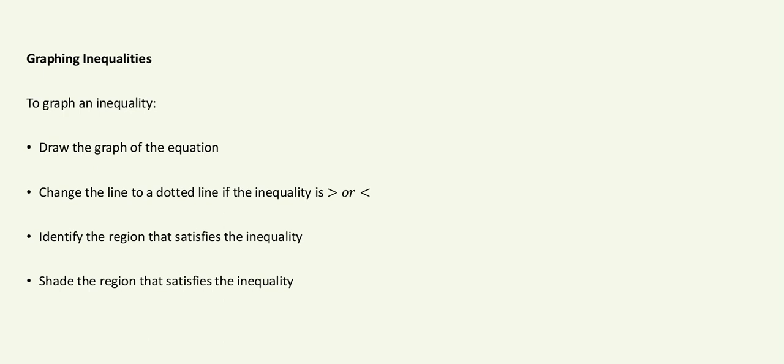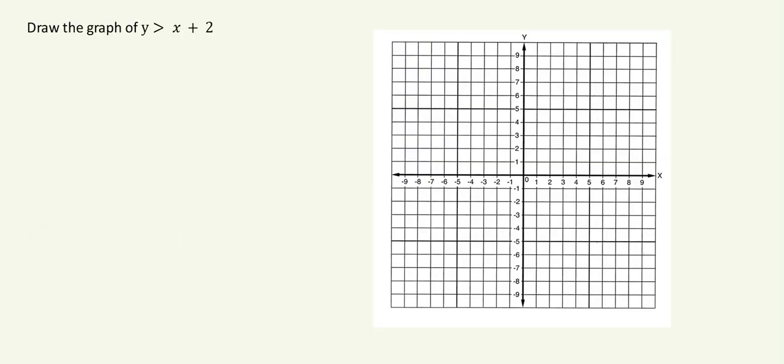And then you want to identify the region that satisfies the inequality, and the way to do that is you shade that region. Now let's draw a graph of y equal to x plus 2. Generally, when you're drawing a graph, you have to focus on the x-intercept and the y-intercept. So we're going to treat it as if it's y equal to x plus 2. So our x-intercept, we have y equal to 0, so 0 equal to x plus 2, and then x equal to negative 2.